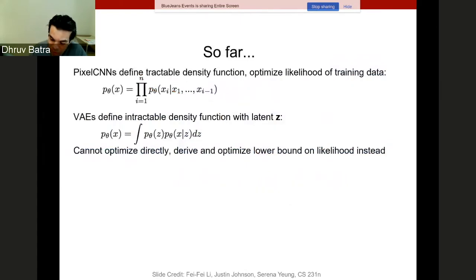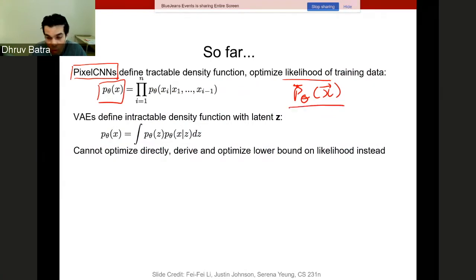The main story so far, and the main pitch, is going to be: explicit density models like pixel CNNs or pixel RNNs define an explicit likelihood function. They construct P sub theta of X, your random variable or your object, image, text, anything that you're trying to model. They construct a likelihood function or a probabilistic model over just that piece of data.